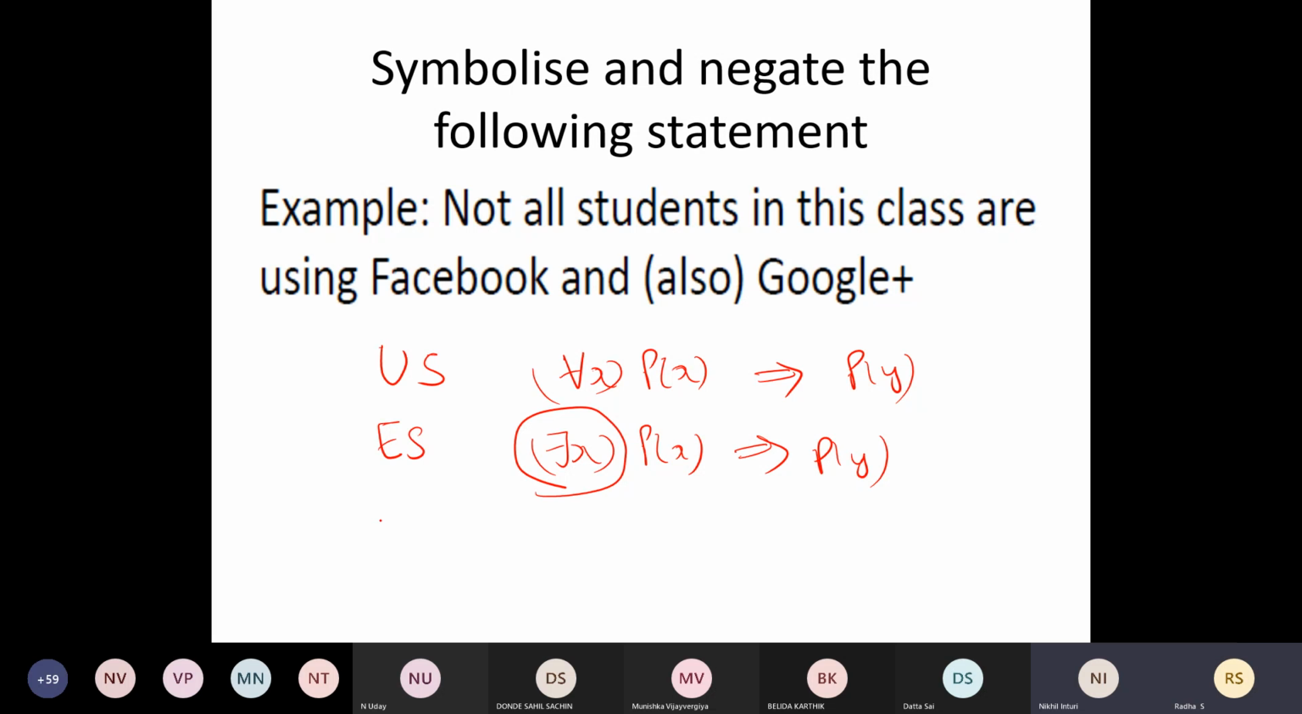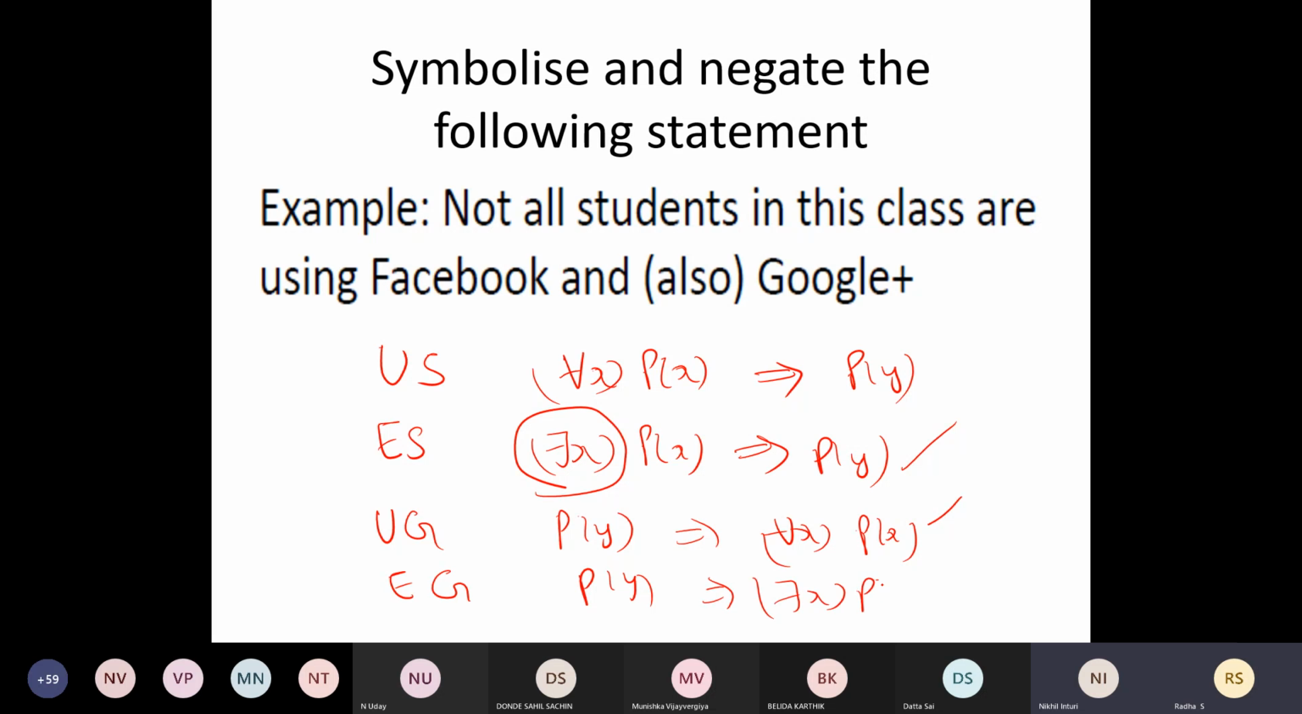And then universal generalization. P of y is arbitrary, no? Then you can say for all x, P of x. Here also you have to be very careful. These two things you have to be very careful about. Then existential generalization, no problem. P of y is true, then there exists x, P of x. For some value it is true, right?